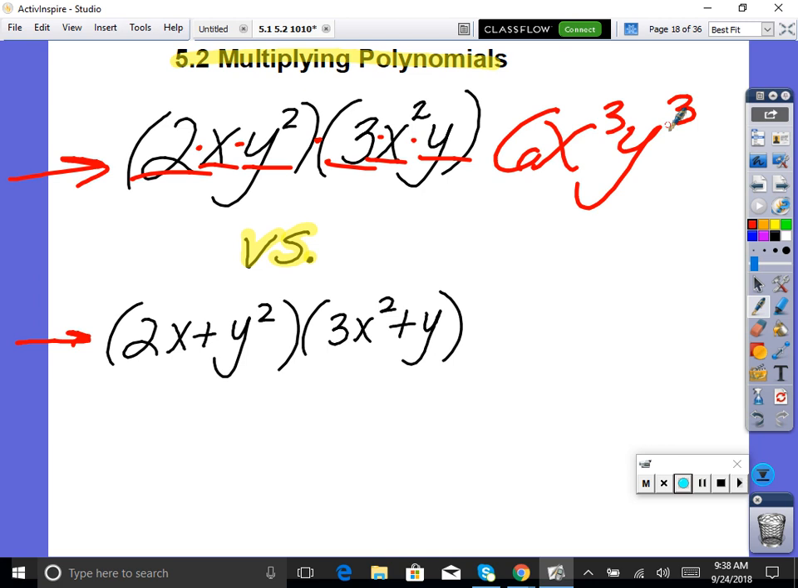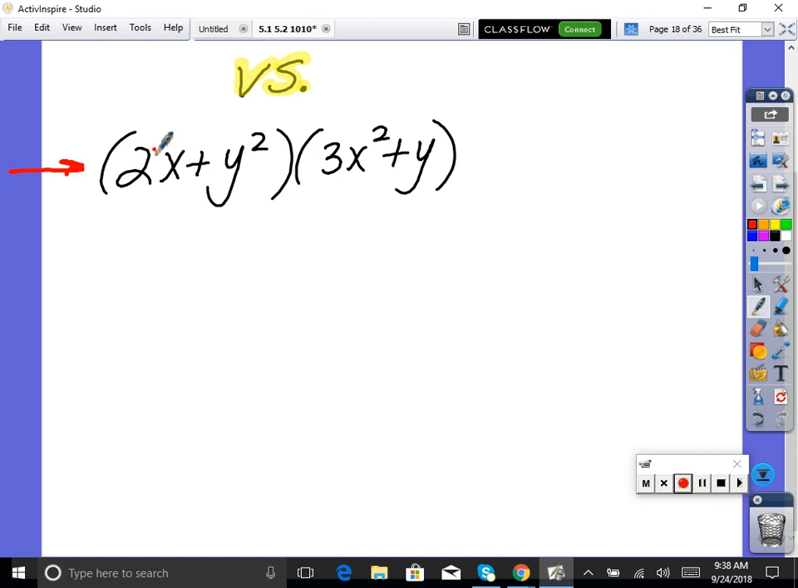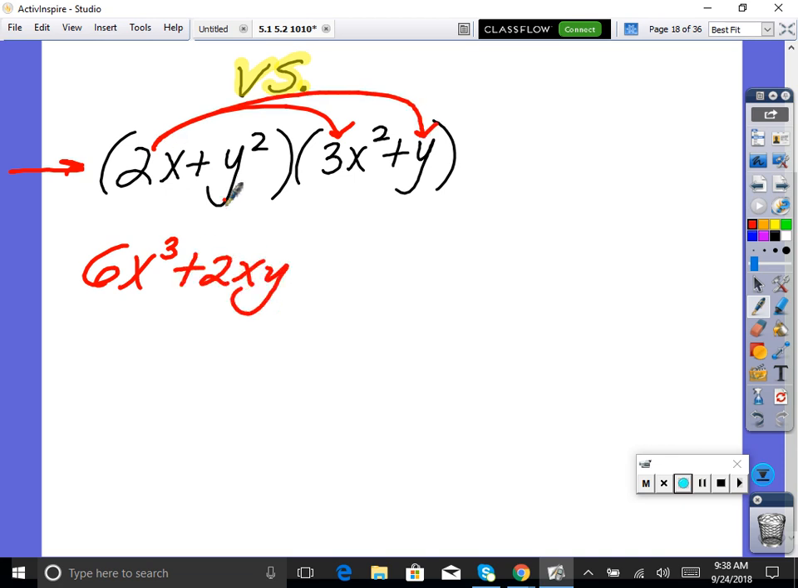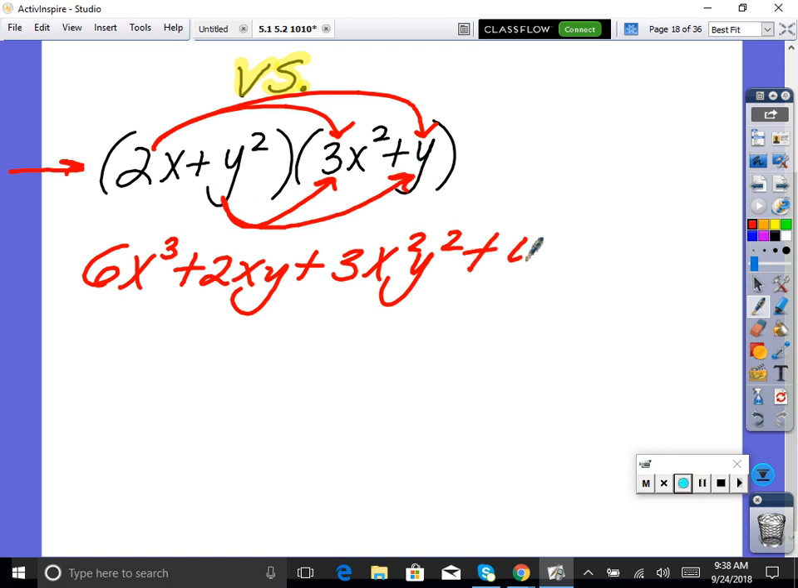Does everybody see? But down here, we now have addition signs. We would need to distribute. So in this case, we would do 2x times 3x squared, which would be 6x cubed. 2x times positive y is positive 2xy's. Y squared times 3x squared would be positive 3x squared y squared. Y squared times positive y is positive y cubed.